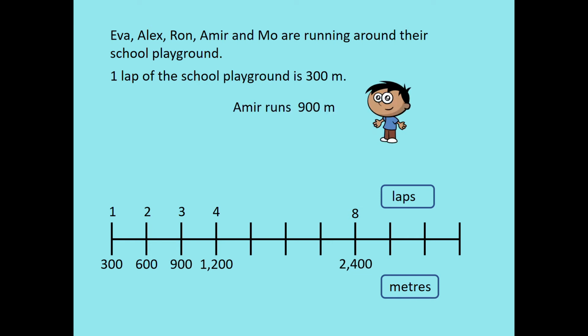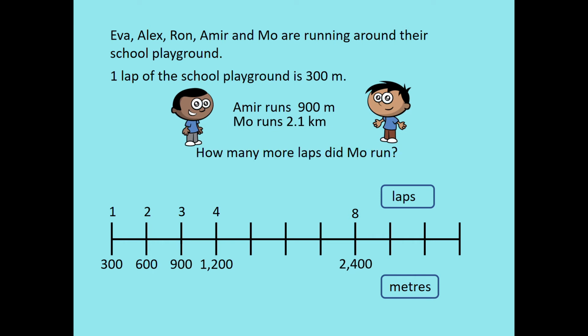Amir runs 900 meters. Mo runs 2.1 kilometers. How many more laps did Mo run? So we need to figure out how many times 300 meters goes into 2.1 kilometers. We can compare that with how many times 300 meters goes into 900 meters. How many laps that would be.